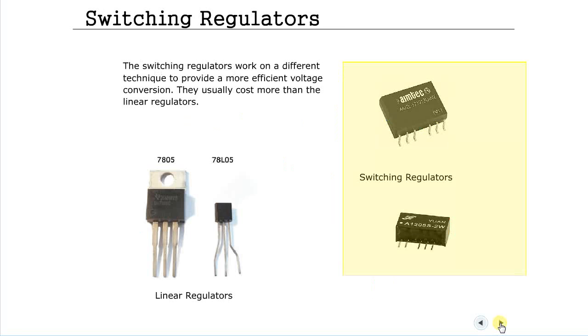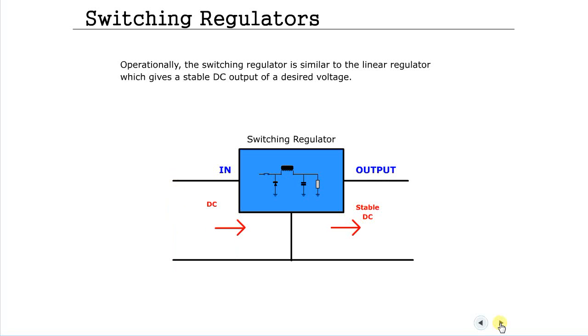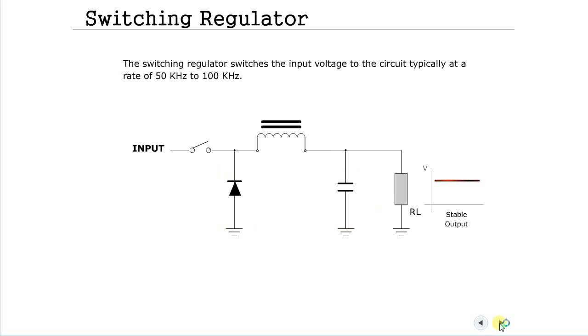The switching regulators work on a different technique to provide a more efficient voltage conversion. They usually cost more than the linear regulators. Operationally, the switching regulator is similar to the linear regulator, which gives a stable DC output of a desired voltage. The diagram shows a simplified circuit to explain the operation of the switching regulator.